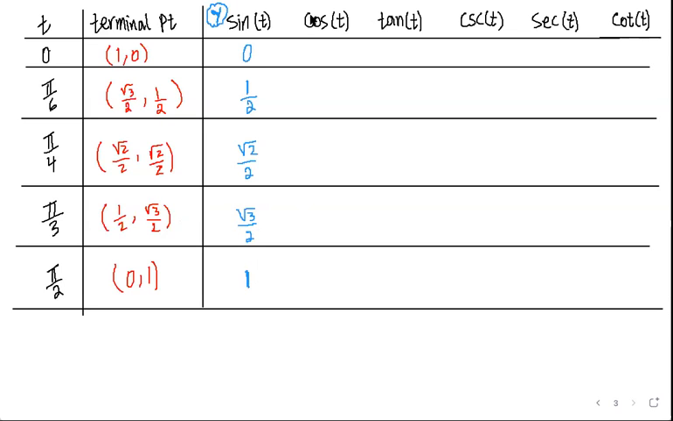Now the cosine is the x value. Here you can set x like this. What is the x value? 1. Here, x is square root of 3 over 2. Here is the square root of 2 over 2. Here is 1/2. Here is 0.